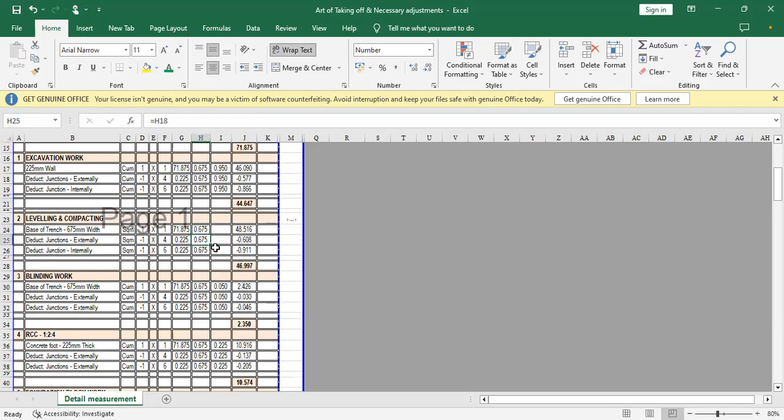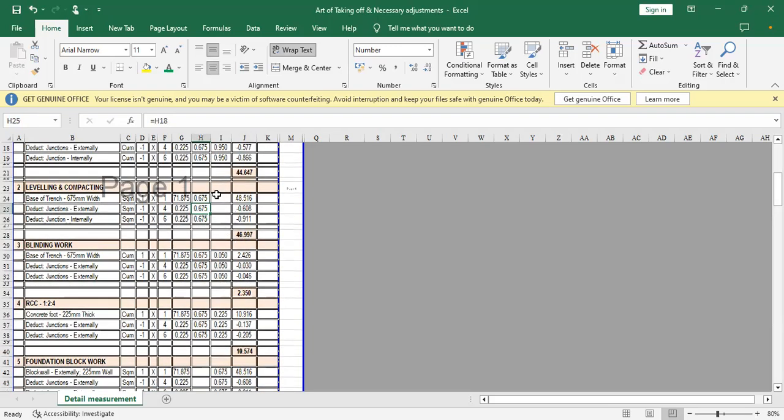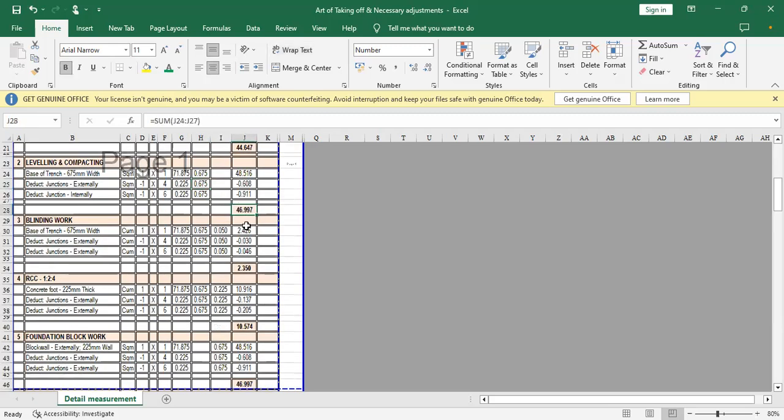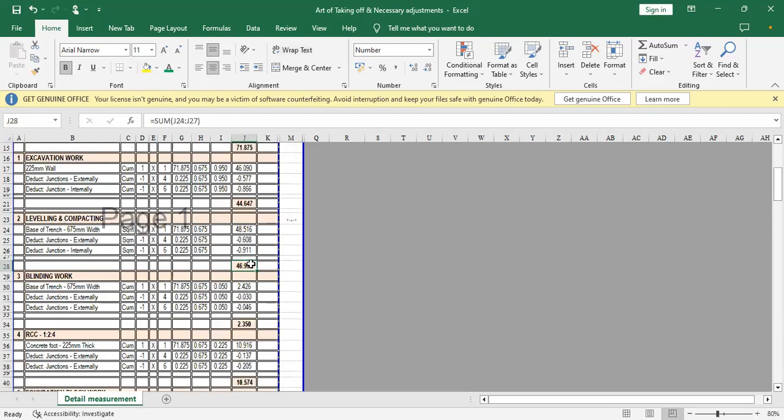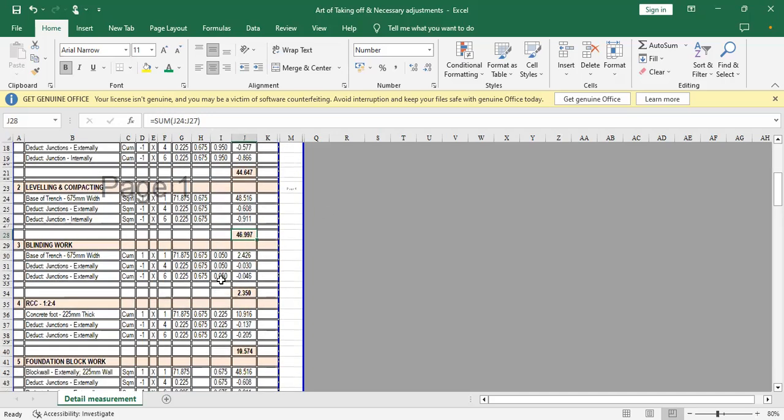This same approach will be used when we are determining our leveling and compacting quantity. The only difference will be that the unit of measurement now will be square meter, which explains why we got 46.997 square meter for our leveling and compacting.